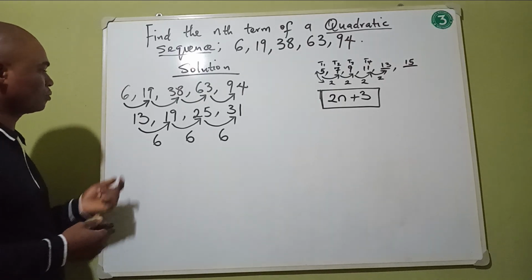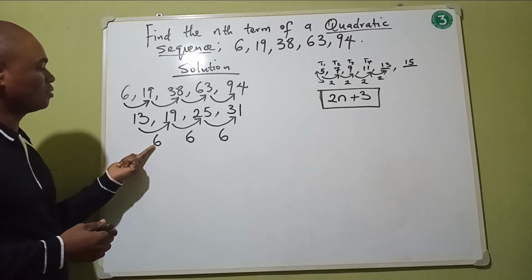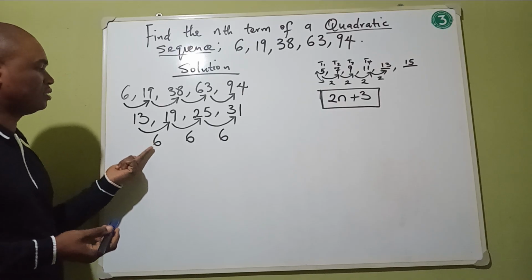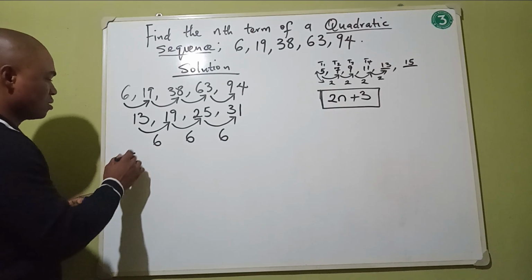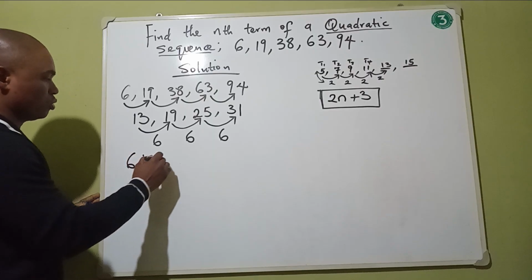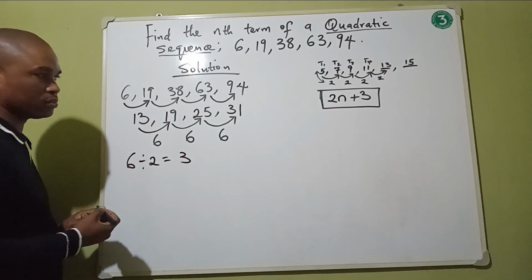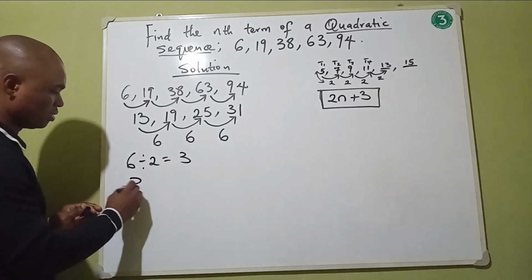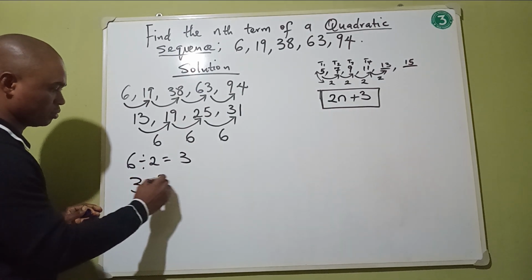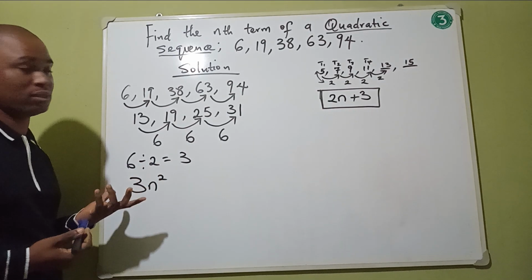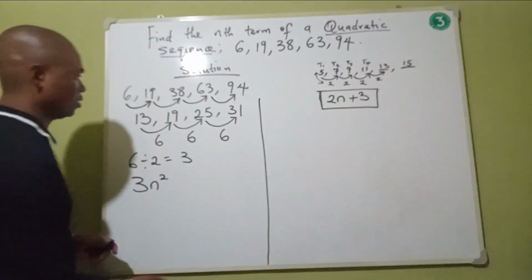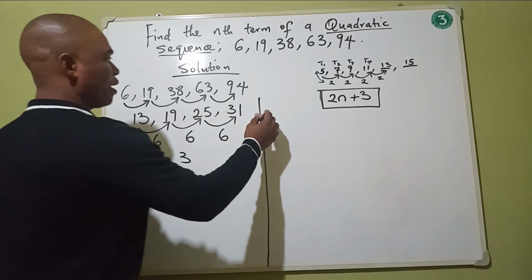After doing this, you divide the difference by 2. That is 6 divided by 2. It will give me 3. So we have 3. So this will be 3n squared because it's a quadratic. So we have 3n squared here. Now, the next thing we need to do is to rewrite the sequence.